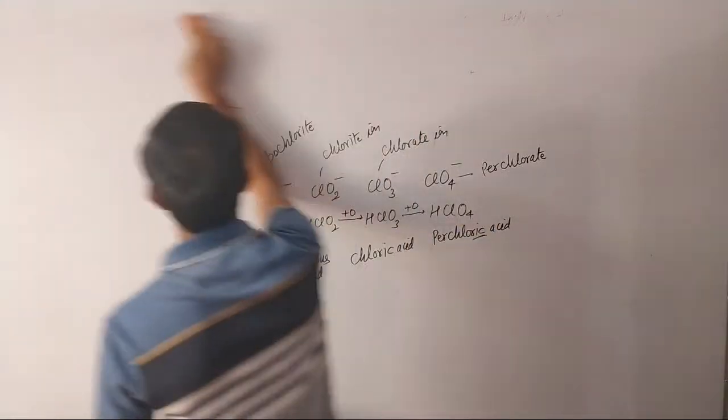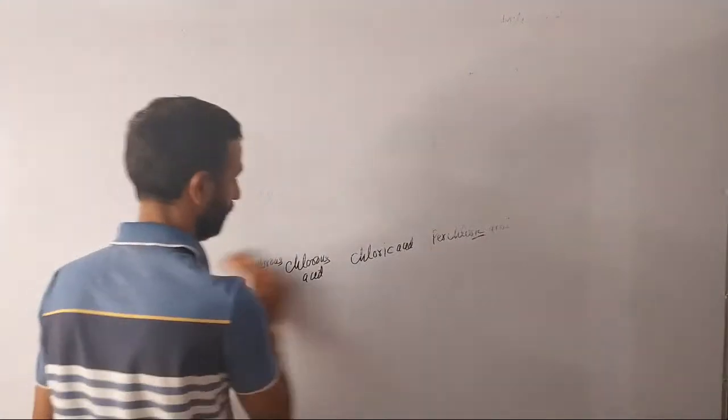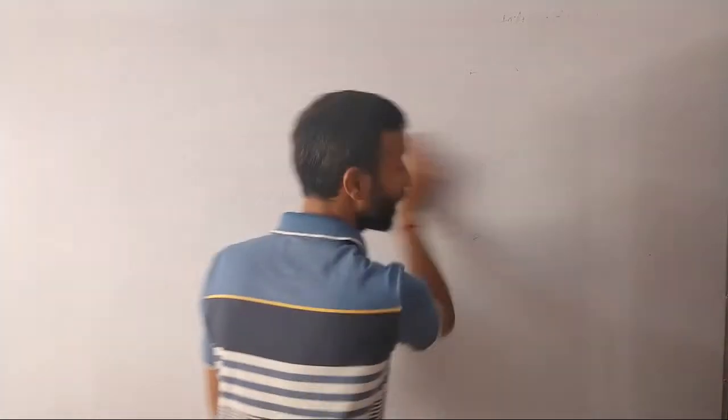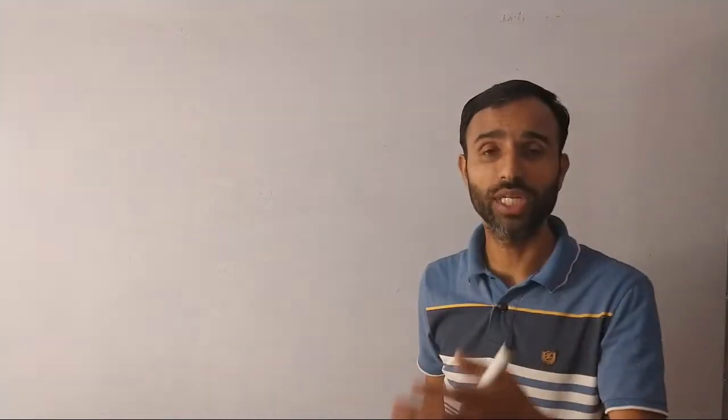Question number 17. These namings are also very important, beta, because sometimes the question is what is the oxidation number of chlorine in perchloric acid. So you should know the formula of perchloric acid, otherwise you are not able to do it. Okay.